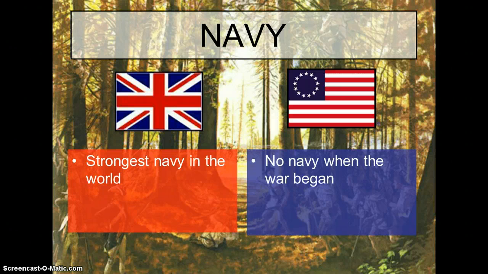The Americans have no Navy when the war began. It's not that we have a bad Navy. We don't have any Navy. We don't have military ships that can stop British soldiers from being transported or British goods from being transported. We do try to use ships called privateers. Privateers are privately owned trade ships that we try to put weapons on, and we try to make them into military ships to use against the British, but it really doesn't work very well.